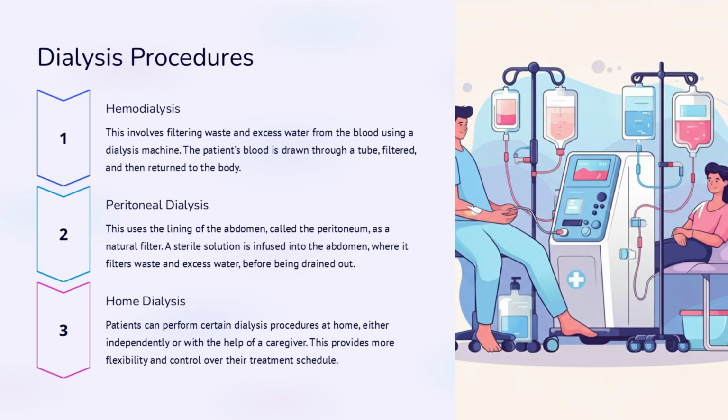There are three main types of dialysis procedures: hemodialysis, peritoneal dialysis, and home dialysis. Hemodialysis involves using a machine to filter the blood, drawing it out of the body, filtering it, and then returning it. Peritoneal dialysis uses the lining of the abdomen as a natural filter, infusing a sterile solution that absorbs waste before being drained out. Home dialysis allows patients to perform certain procedures independently or with a caregiver, providing more flexibility in their treatment schedule. Each type of dialysis has its own benefits and considerations, so it's important for patients to work closely with their healthcare team to determine the best approach for their individual needs.